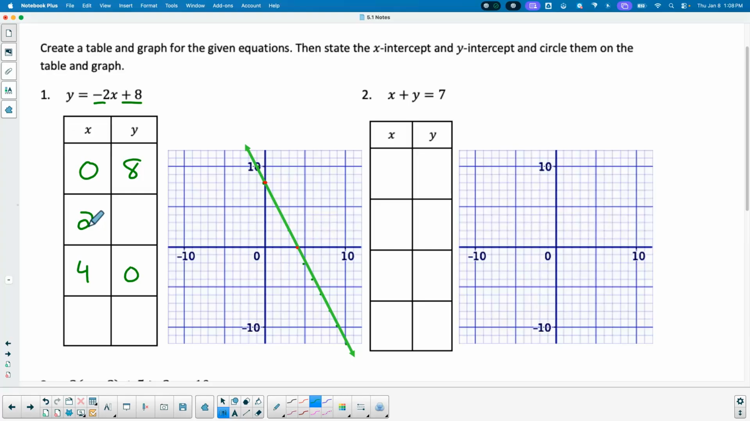Or you could put, like, if I wanted to set my x value at 2, plug 2 in, negative 2 times 2 is negative 4, plus 8 is 4, so that would be the point right here, and so on and so forth. Okay? You could put any numbers in there. 10. 10 times negative 2 is negative 20, plus 8 is negative 12. That would be the point right there.